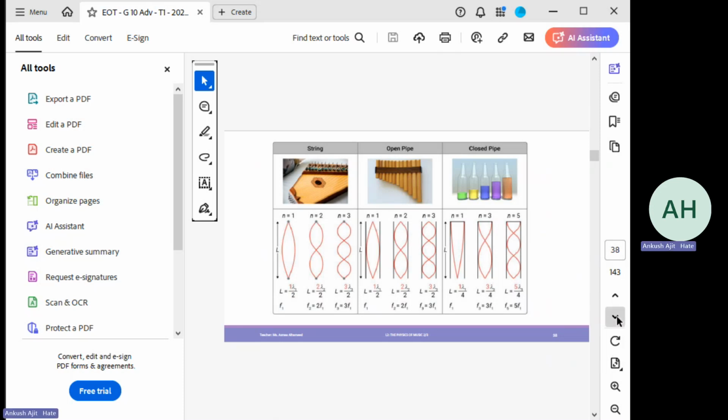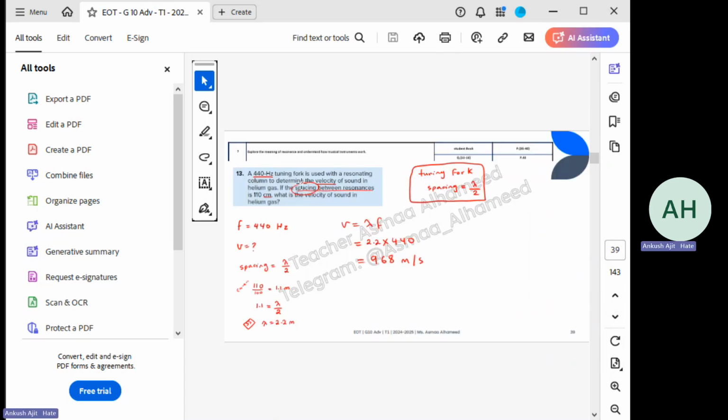Let's go ahead now. A 440 tuning fork is used with a resonating column to determine the velocity of sound of helium gas, with the spacing between resonances given to you. Spacing is given by the formula L2 minus L1, that is lambda by 2. So we take 110 upon 100, which becomes 1.1 meter. 1.1 equals lambda by 2, so your lambda will be 2.2 meters. Once you get lambda, V equals wavelength into frequency: 2.2 into 440, 968 meter per second.